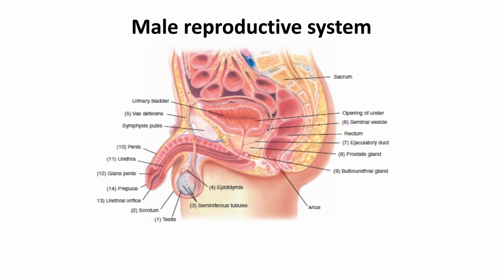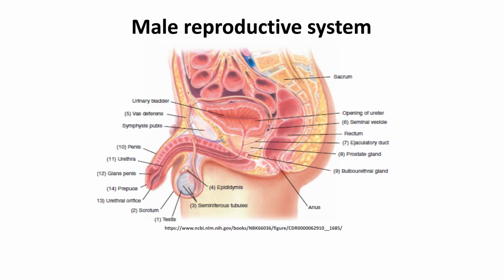This slide demonstrates the basic male reproductive system. The purpose of the male reproductive system is to produce, keep, and transport the sperm and semen. It also produces the male hormone, which is essential for sperm production. There are 2 testes and a scrotum.